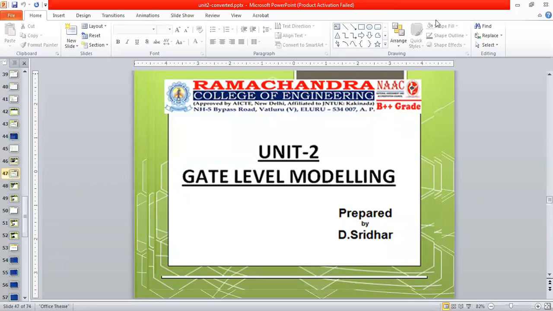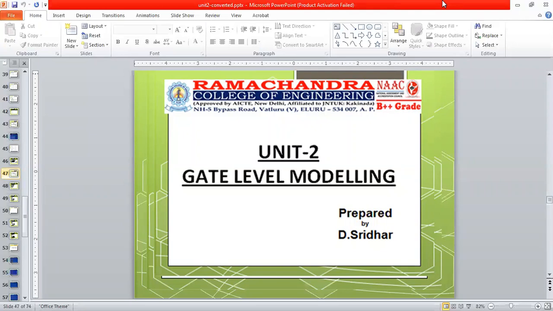So, already we discussed gate level modeling, some of the concepts in gate level modeling. In that, we discussed what is meant by gate level modeling, what the different types of Verilog primitives present in Verilog HDL are, the truth tables of the Verilog primitives, and some examples of the Verilog primitives. Okay, so these are the topics we discussed in the last sessions.